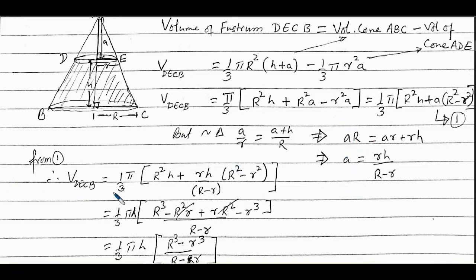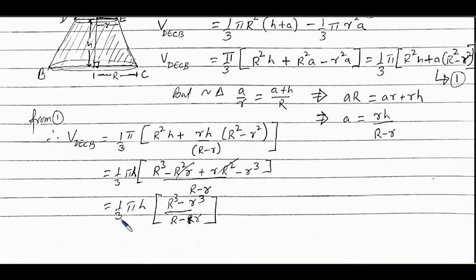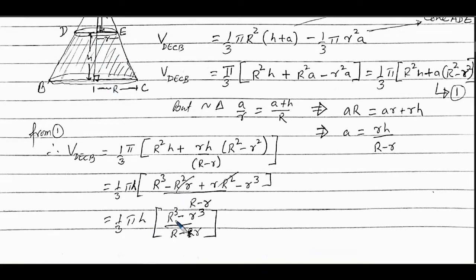So the volume of this frustum DECB is nothing but, here I substitute this value of a, because I don't want it, it has vanished, so only this much is there. So I can get 1 by 3 pi times height, the altitude, times R cube minus small r cube divided by big R minus small r. So this is the volume of a frustum.